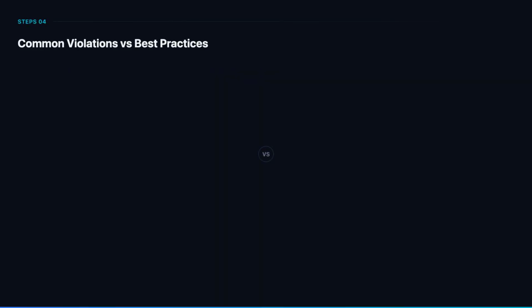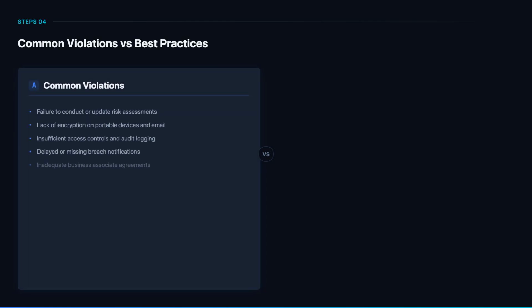Understanding common violations helps organizations avoid the most frequent compliance failures. The most common HIPAA violations include failing to conduct or update risk assessments, lack of encryption on portable devices and email, insufficient access controls and audit logging, delayed or missing breach notifications, and inadequate business associate agreements.